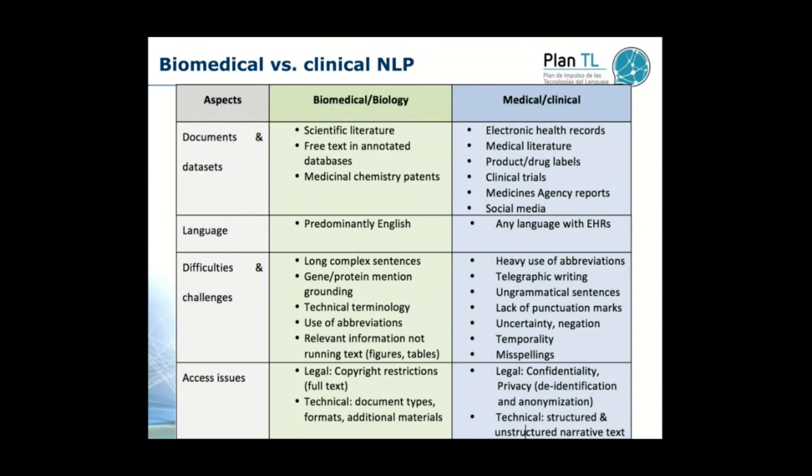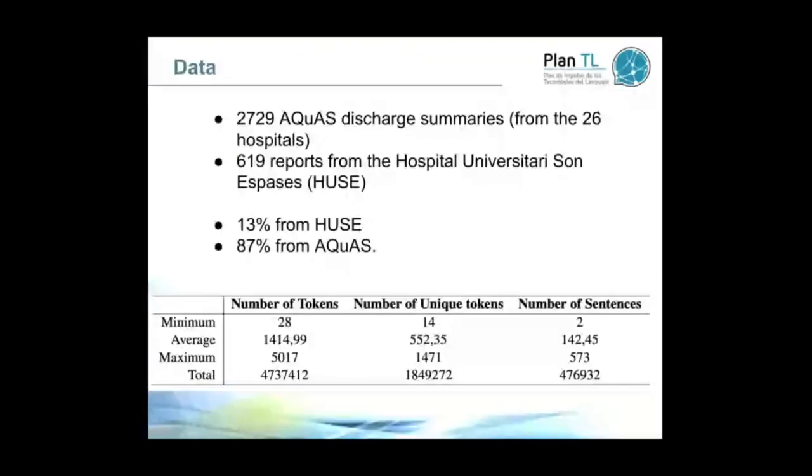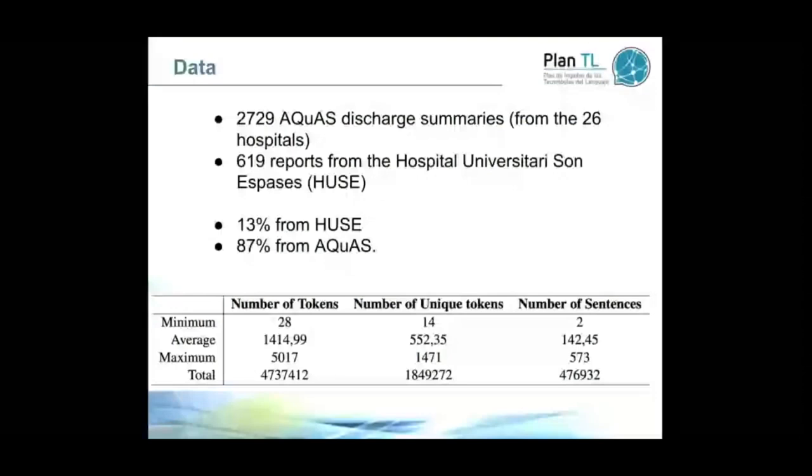We have two different sources of data. One is discharge summaries from AQuAS, from 26 hospitals. We have around 2,700 discharge summaries from AQuAS. And we also have around 600 reports from the San Espas hospital. You can see the percentage of each hospital.